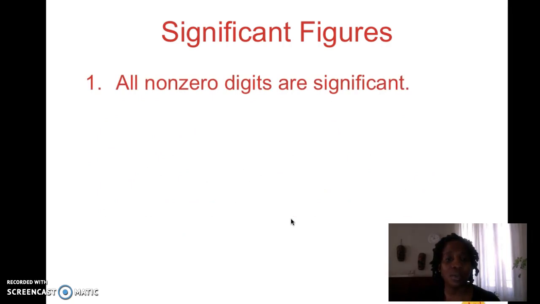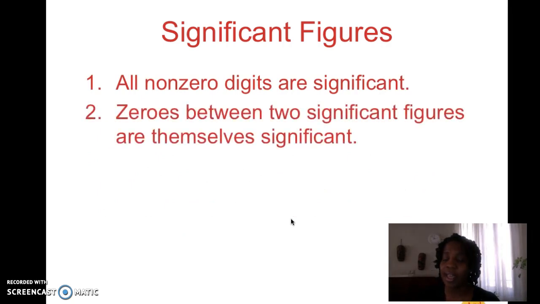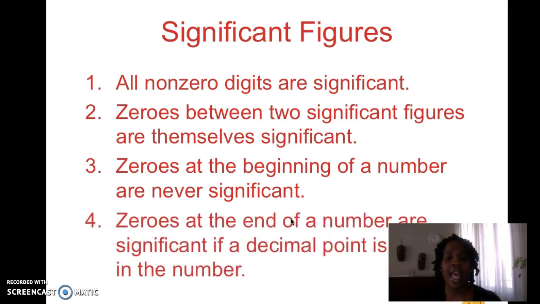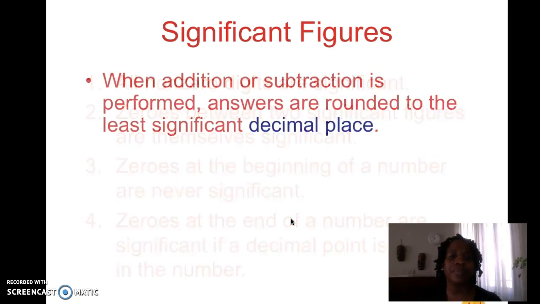So all non-zero digits are always significant, and then zeros that are between 2 significant figures are also significant. Zeros that begin a number, so that you have, let's say, zeros holding a decimal place, those are not significant. And then if there is no decimal place, then zeros at the end of a number are not significant. But if there is a decimal place, then they are.